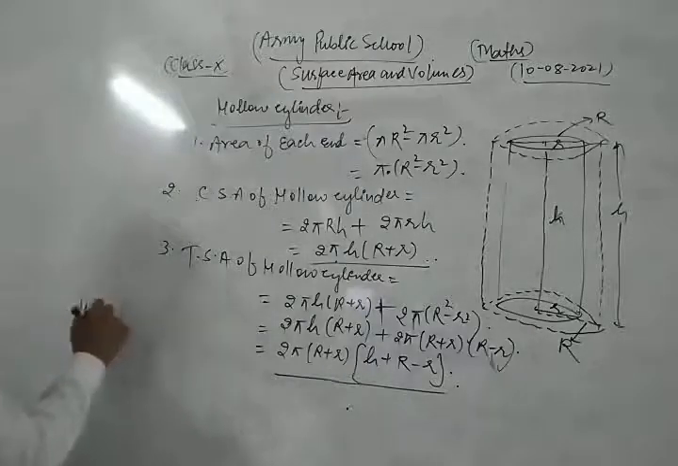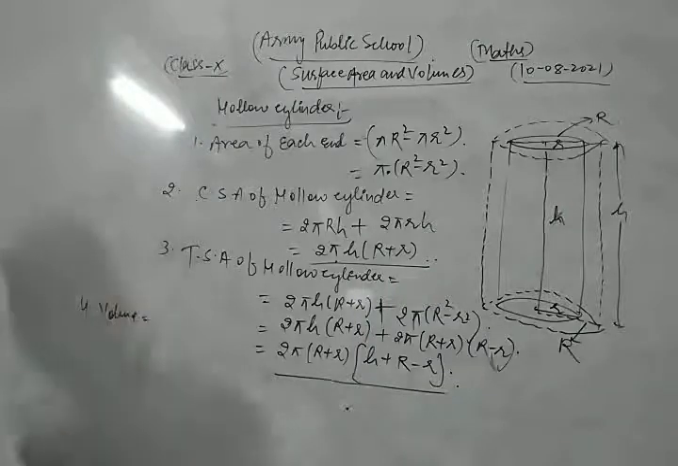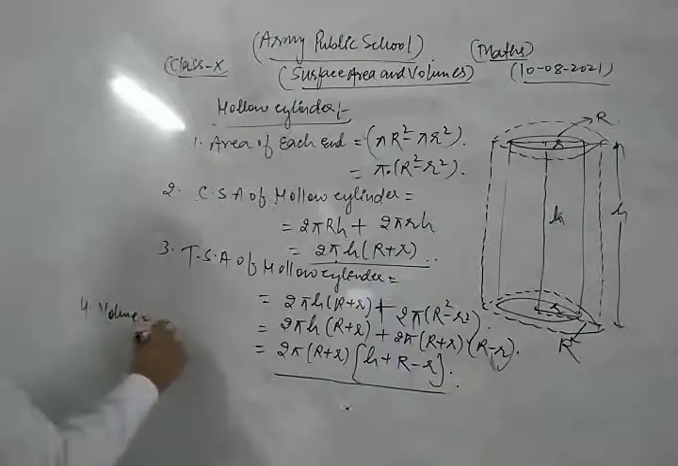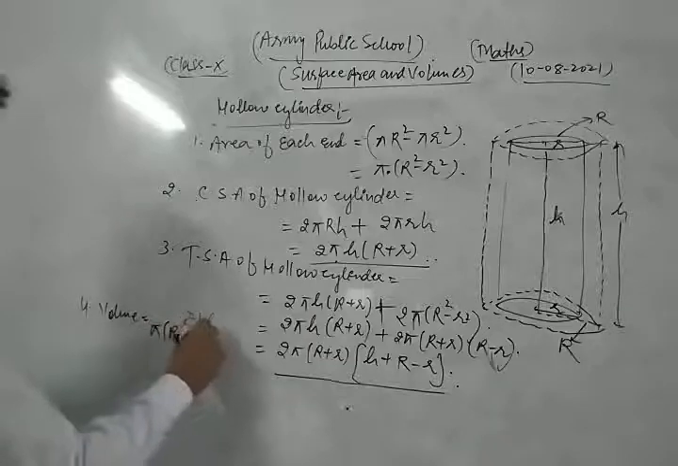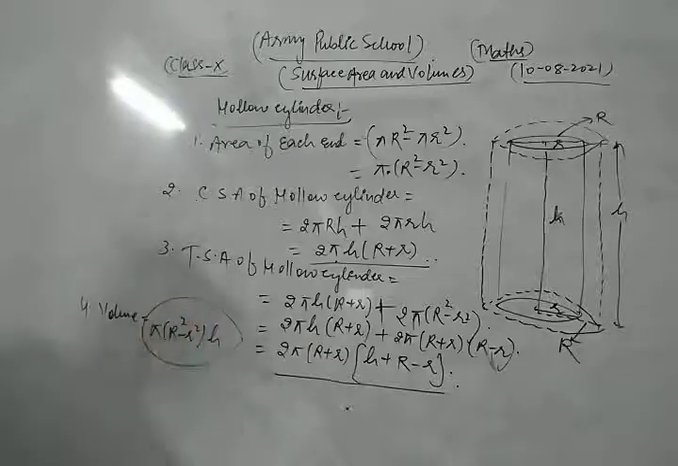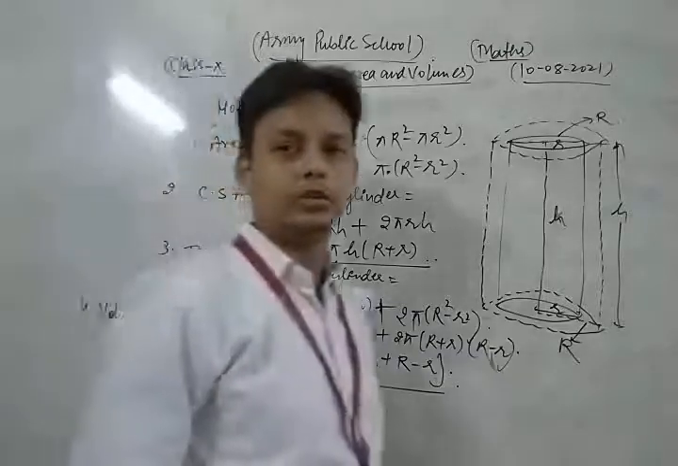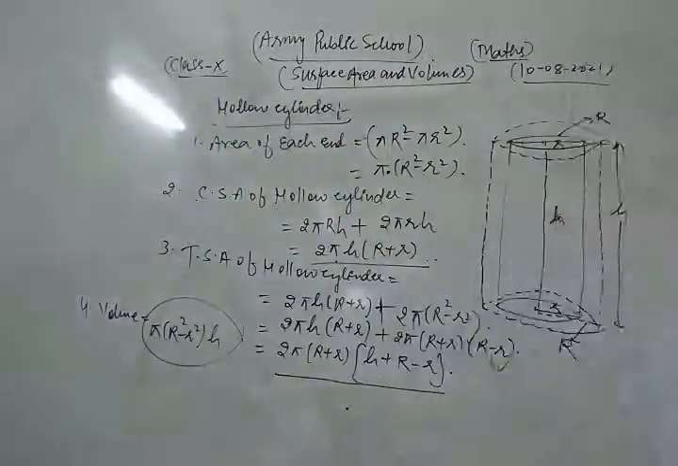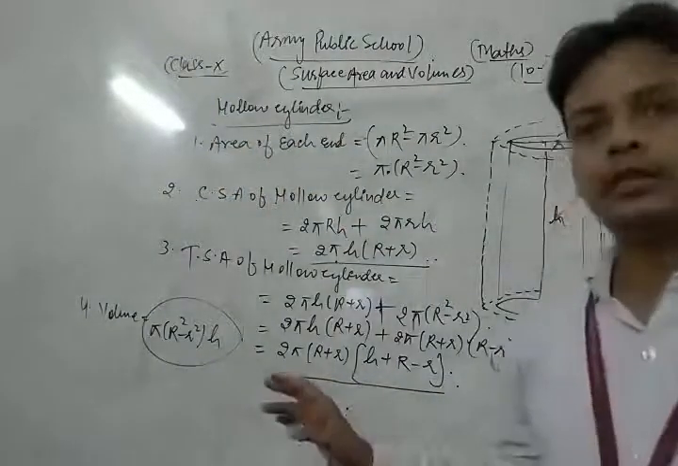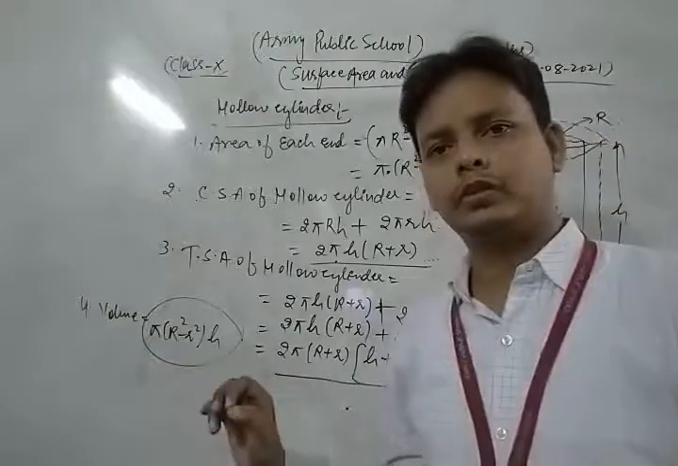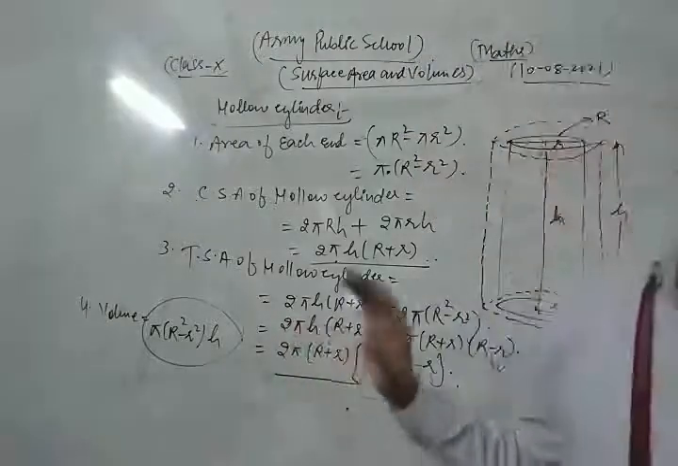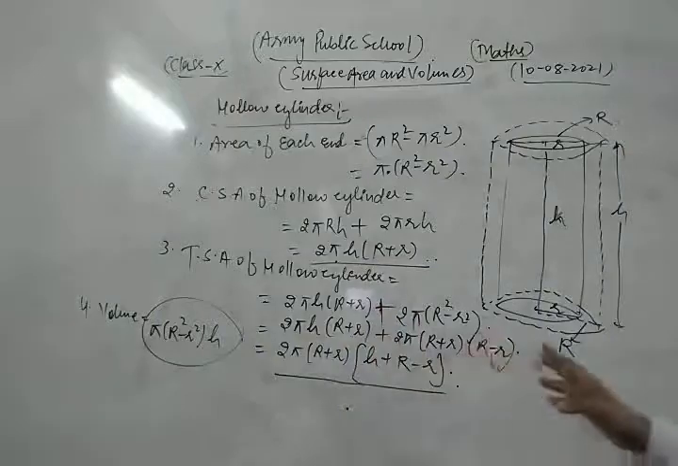Now the fourth one is volume. Volume is pi in bracket capital R square minus small r square, into h. This is the formula for the volume of the hollow cylinder. So these are the concepts and all the important formulas related to the cylinder as well as the hollow cylinder.